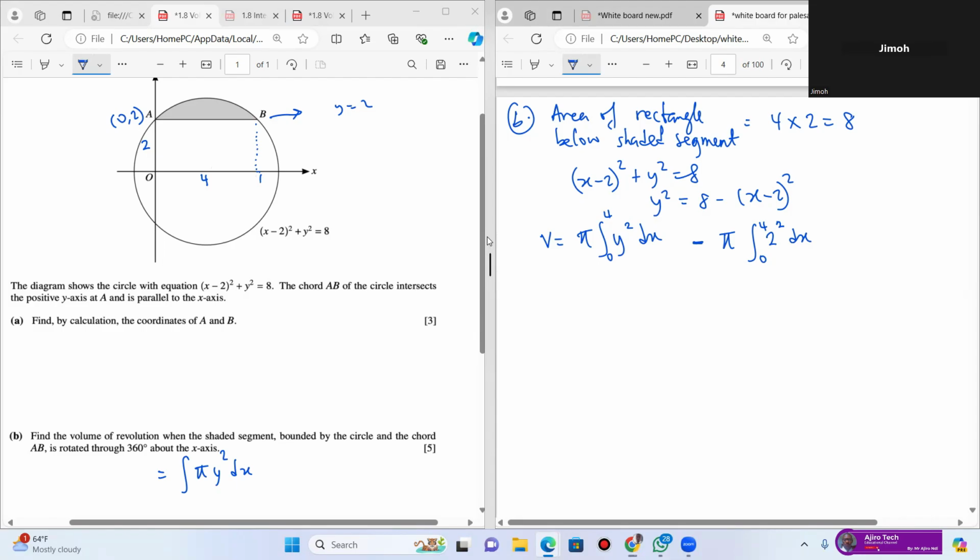Now, we can say V equal to pi. What is y? Y is x minus 2 squared. No, there's 8. 8 minus x minus 2 squared dx, minus pi into 2 square, integral 2 square dx.